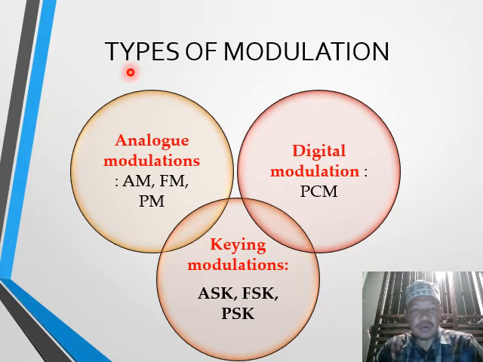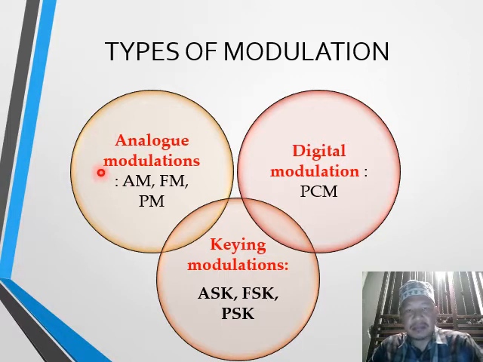Next, types of modulation. There are a few types of modulation. In this subject, we will describe three main types: the first is analog modulation, second is digital modulation, third is keying modulation. Analog modulation is the basic one, which covers AM, FM and PM. AM is amplitude modulation, FM is frequency modulation, PM is phase modulation.